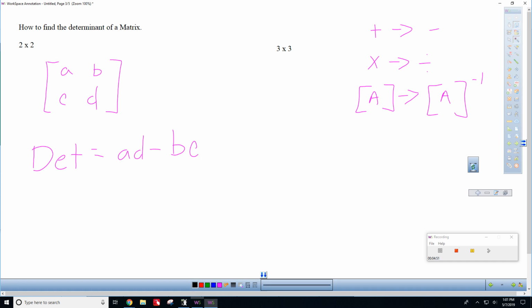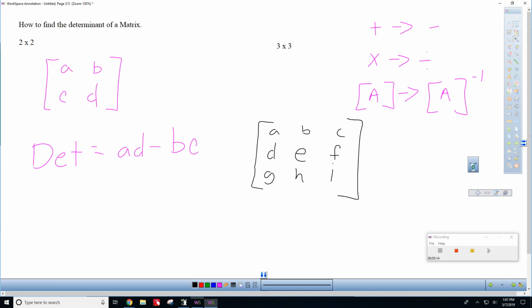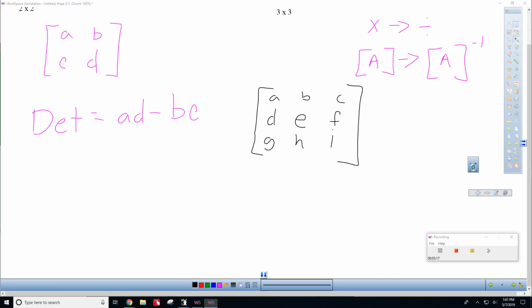A 3x3 matrix is more complicated. So A, B, C, D, E, F, G, H, I. Okay. So, this is one thing that I'm better at, I think, if I could teach it live. And there are two different ways to do this. If you get done with this video and you don't like the way I just showed you, then I would suggest researching the other method to do a 3x3 determinant. But essentially, this is what you're going to do.